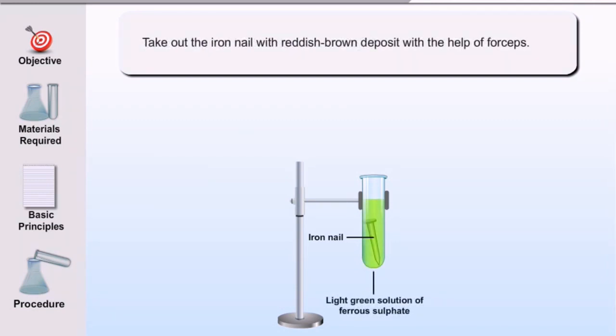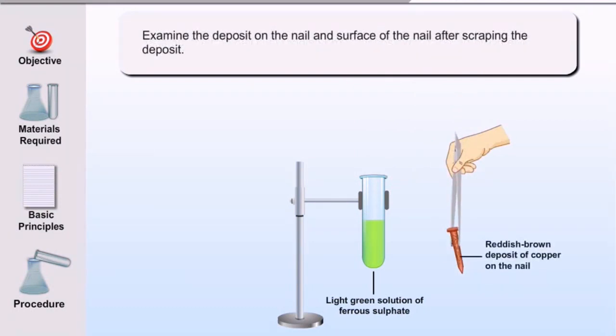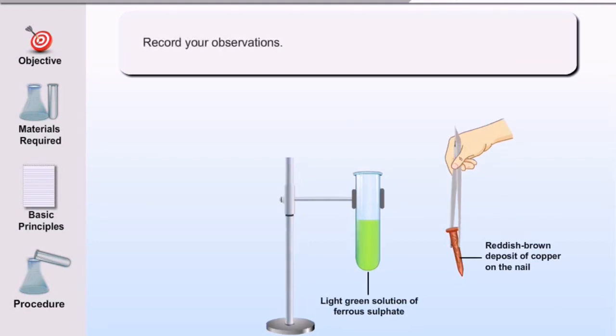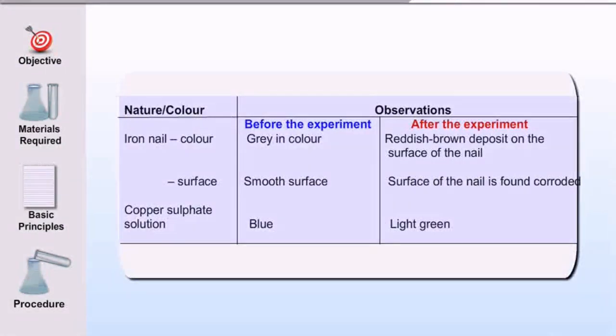Take out the iron nail with reddish brown deposit with the help of forceps. Examine the deposit on the nail and surface of the nail after scraping the deposit. Record your observations. Observations. Nature or color, observation before the experiment, after the experiment. Iron nail color, grey in color. Reddish brown deposit on the surface of the nail. Smooth surface. Surface of the nail is found corroded. Copper sulfate solution, blue, becomes light green.